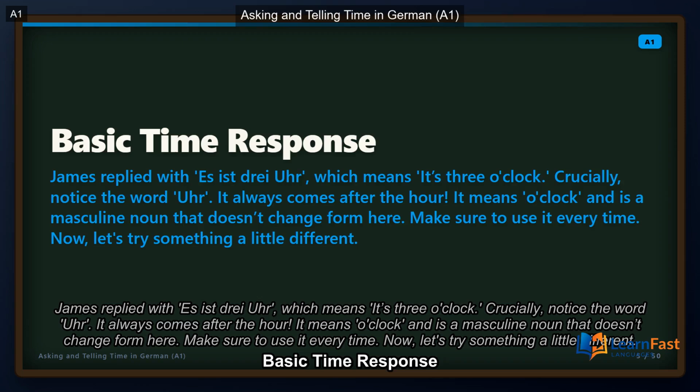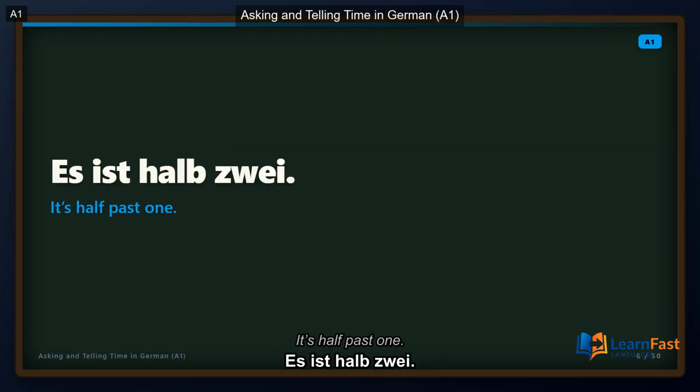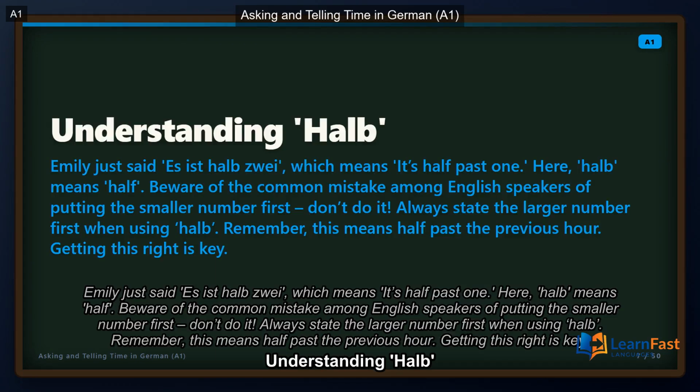Now, let's try something a little different. Es ist halb zwei. Emily just said, Es ist halb zwei, which means it's 1:30. Here, halb means half. Beware of the common mistake among English speakers of putting the smaller number first. Don't do it. Always state the larger number first when using halb. Remember, this means half past the previous hour. Getting this right is key.